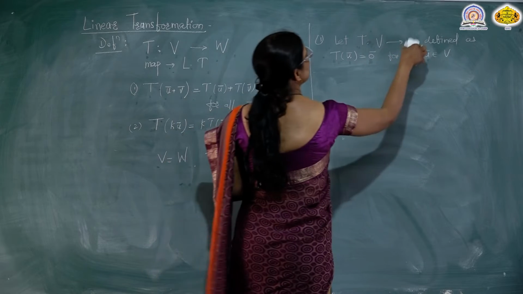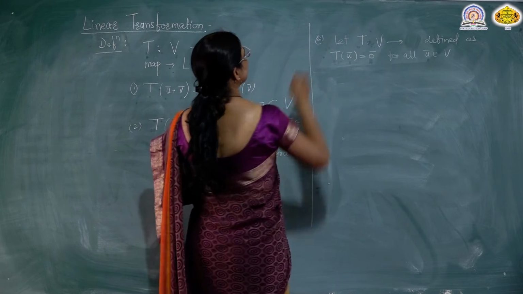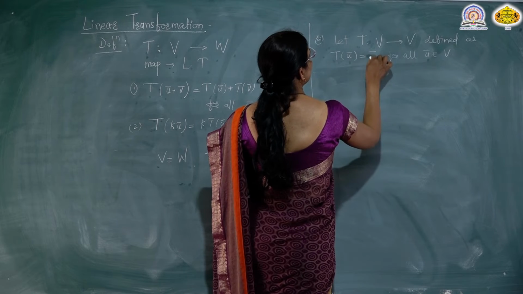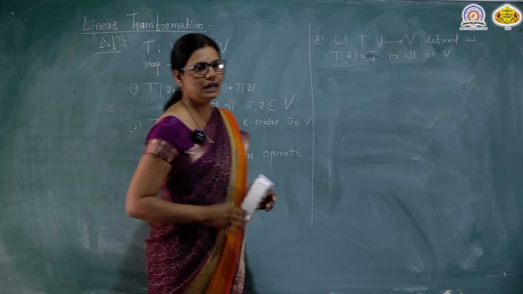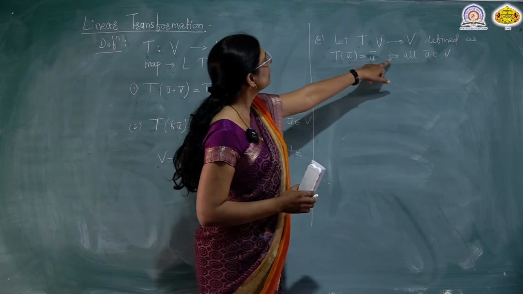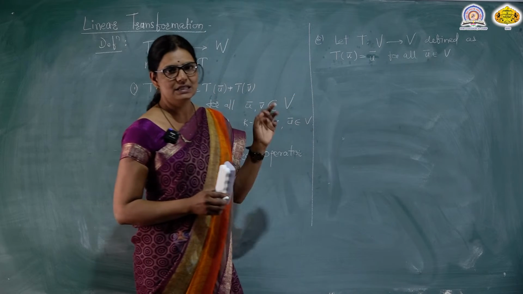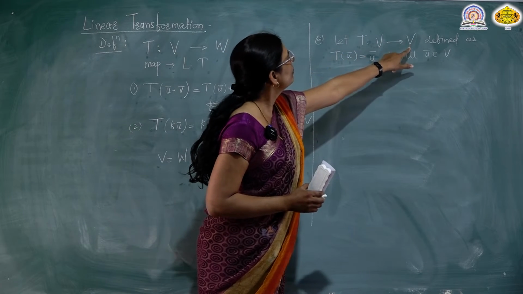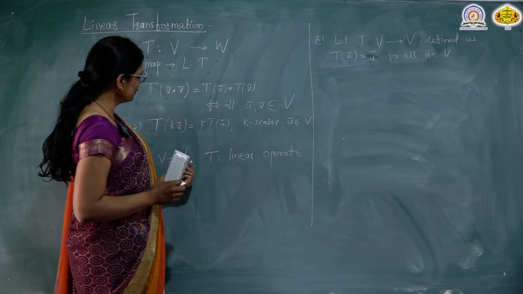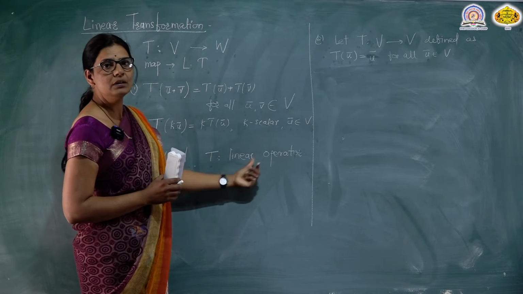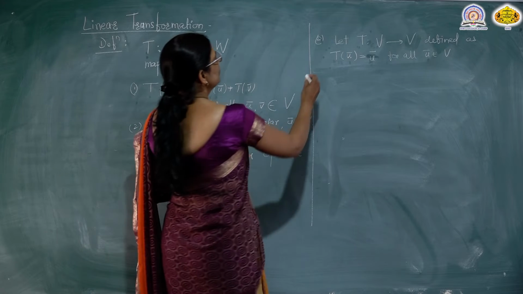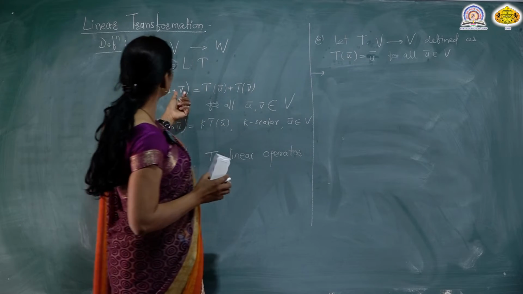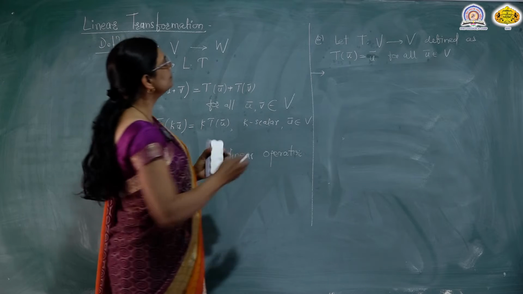So in the second example, let T be a mapping from V to V defined as T(u) = u bar, that is T of u bar equals u bar for all u bar belongs to V. This is a linear operator, because if V is equal to W, then T is called the linear operator. Now show that it is a linear transformation, so it satisfies both the first as well as the second property.